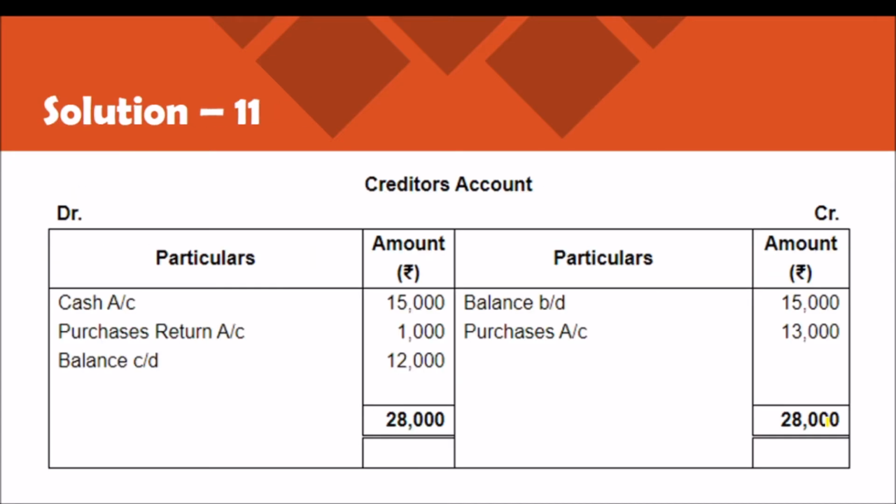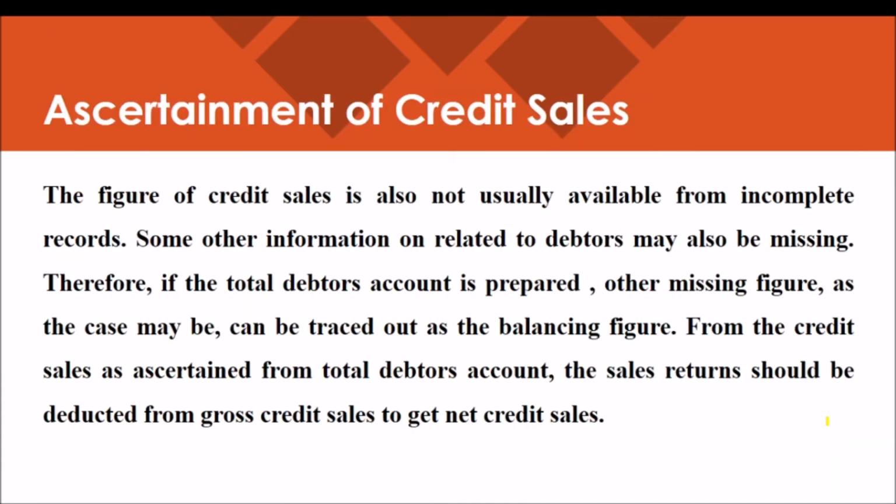So remember, we have to prepare yet another account to calculate the value of credit sales. The total creditors account is used to find the value of credit purchase, but the total debtors account is used to find out the value of credit sales. You know very well, sales is recorded in the credit side of the trading account. To find out the total value of credit sales, we have to prepare another account, a personal account, the total debtors account.